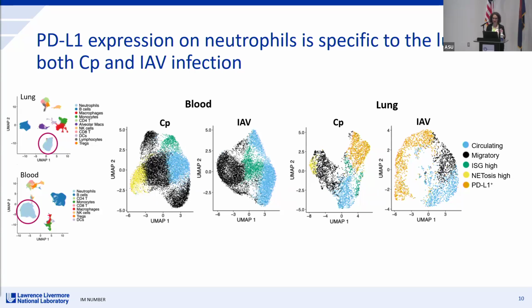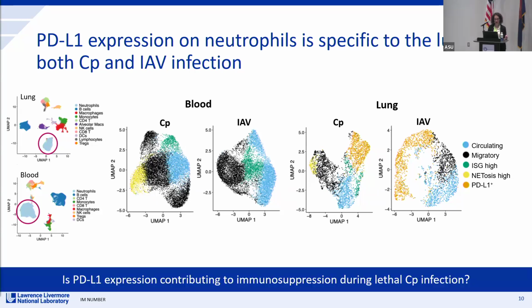specifically in the lungs of both cocci and flu-infected animals that expressed very high levels of PD-L1. And so, given PD-L1's well-known role in immunosuppression in many different contexts, we wanted to know if the PD-L1 expression here in the lungs of the cocci-infected animals on neutrophils was contributing to immunosuppression during lethal cocci infection.